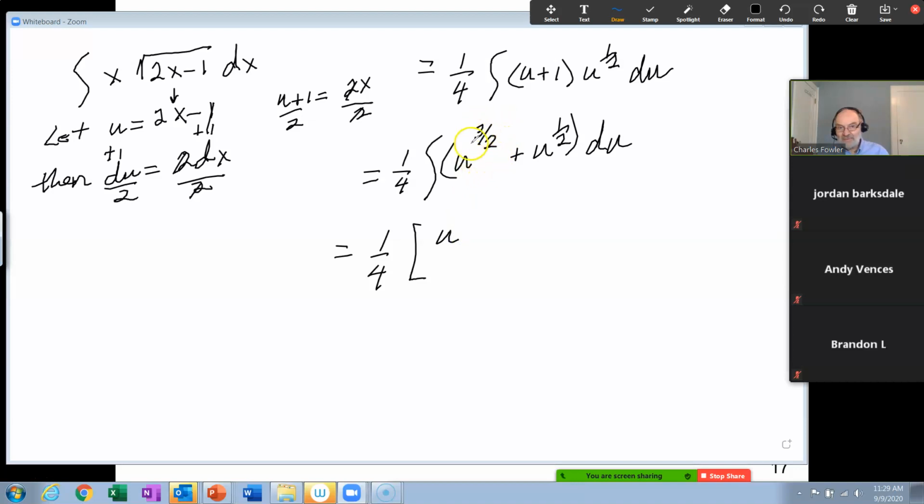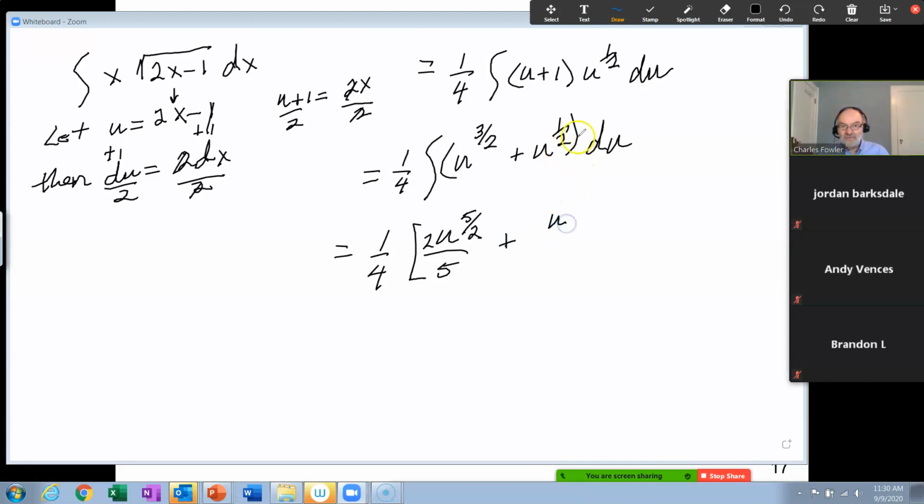Power rule, increase that by 1. 1 is the same as 2/2, so 3/2 plus 2/2 would be 5/2. But then divide by 5/2, which is the same as multiplying by 2/5. Okay? Plus, same thing here.